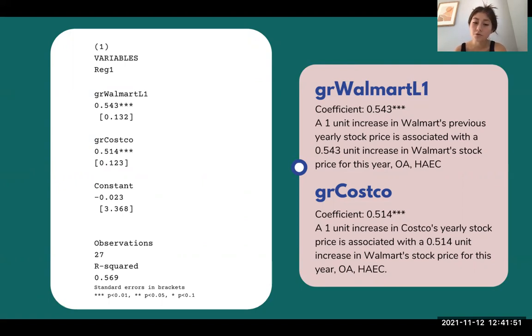Moving on, the coefficient for Costco is 0.514. It also has 3 asterisks. Therefore, we can infer that both coefficients in the model are significant at the 0.01 significance level. And lastly, we can directly interpret these results by saying that a 1 unit increase in Costco's yearly stock price is associated with a 0.514 unit increase in Walmart's stock price for this year, on average, holding all else constant.